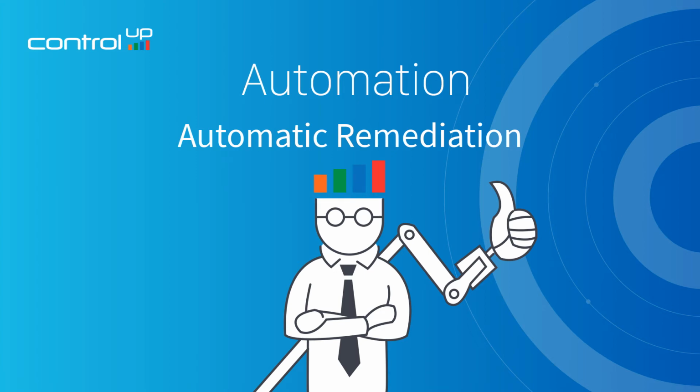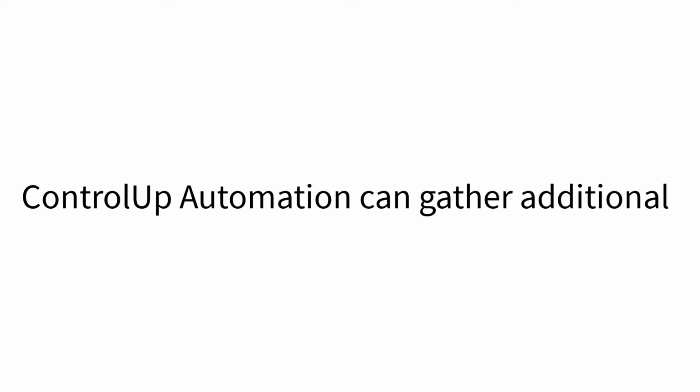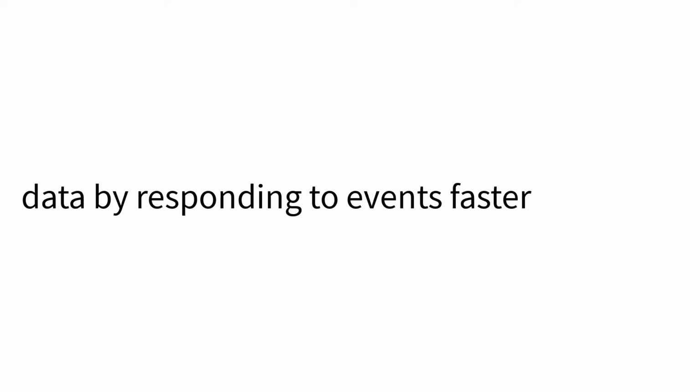ControlUp automation, automatic remediation. Touching on the previous series, ControlUp automation can gather additional data by responding to events faster than a human is capable. But what about remediation? If we have gathered enough data and are awaiting analysis, but we are still experiencing outages, we need to minimize these outages as much as possible.